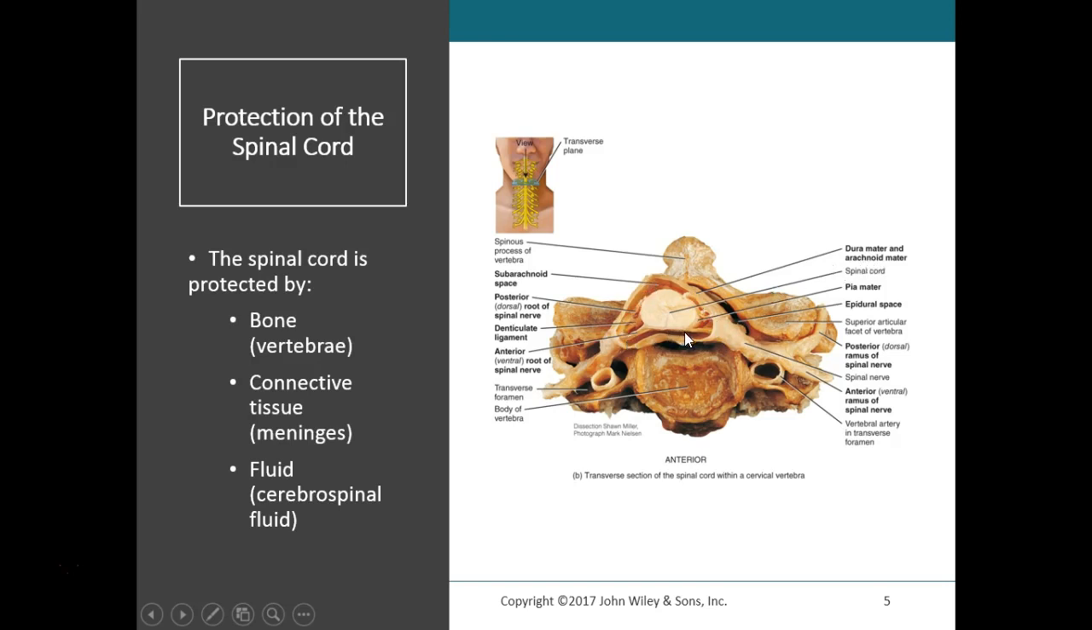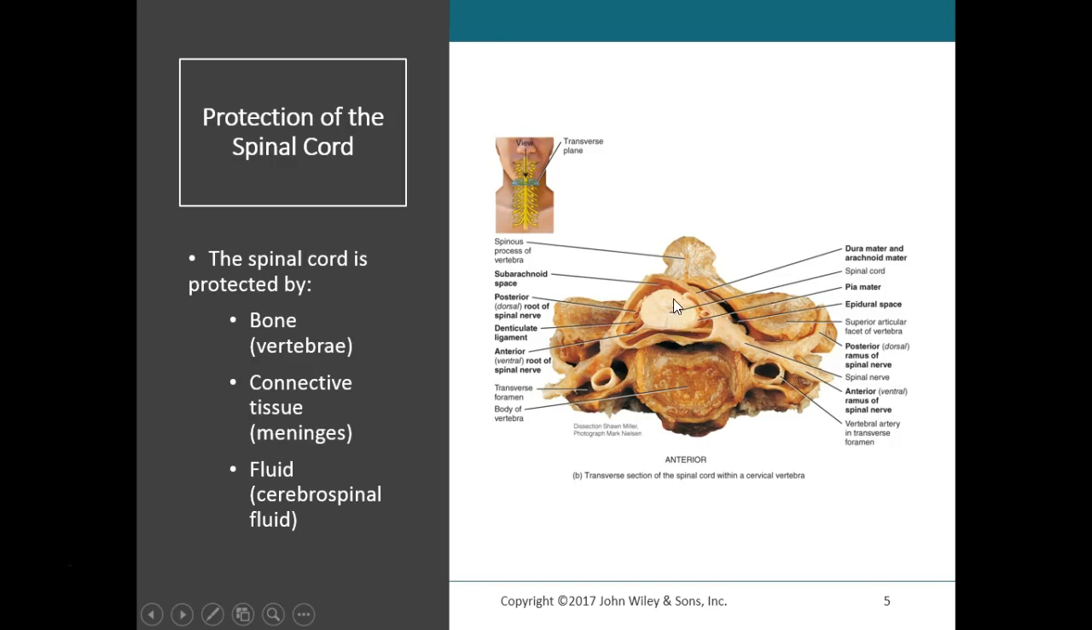So in a transverse section of the spinal cord and the vertebrae and the meninges, of course, you're not going to see that because it's not in living tissue, so it sort of collapses on itself. But you can see the area of the space here. Okay, this space is going to be filled with cerebrospinal fluid.